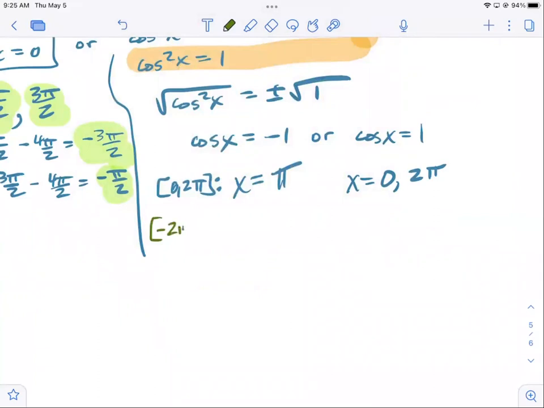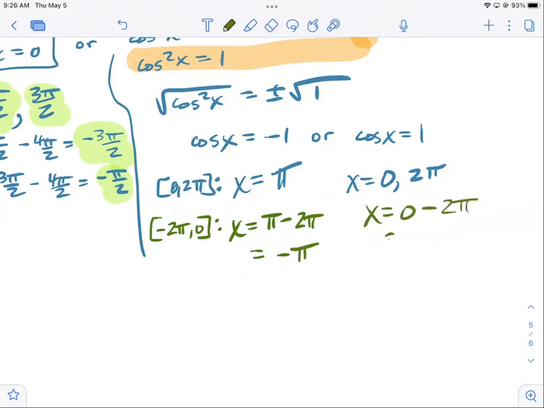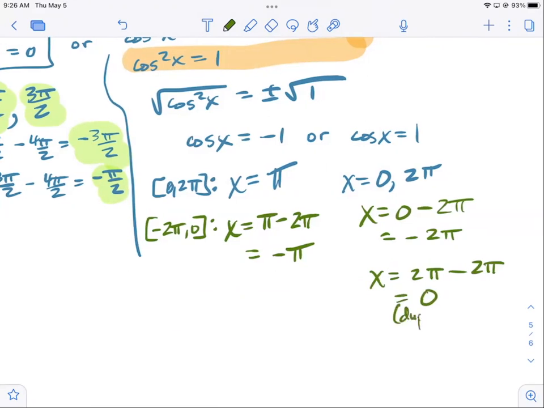How do I find the ones from -2 pi to 0? Instead of adding a full rotation, like previously we went to 4 pi, I just subtract. So we're going to get pi minus a rotation, which is 2 pi. That gives us -pi. And now I have x equals 0 minus a full rotation, so that gives me -2 pi. And then I have 2 pi minus a full rotation, which gives me 0. Oh, but did I already have 0? Yeah, this is a duplicate.